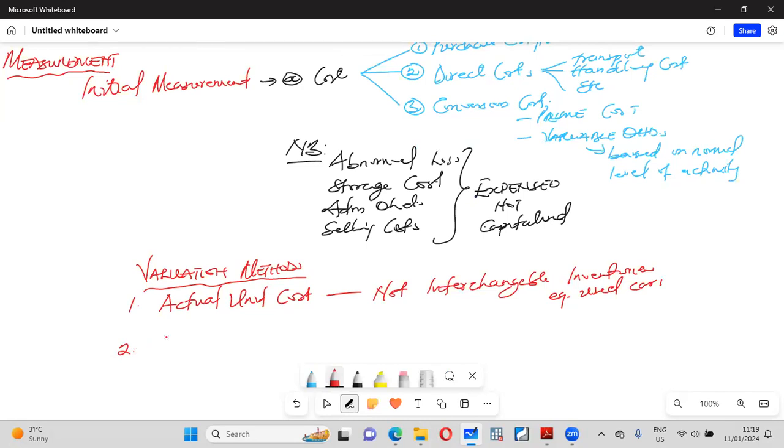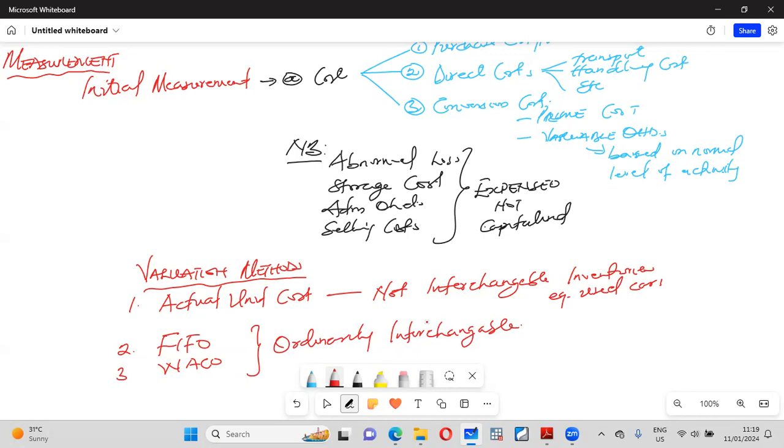Then we have FIFO and weighted average. Please, LIFO is not allowed in IAS 2. LIFO is not accepted. So you use these ones for inventories that are ordinarily interchangeable. All right. So that is that. Please be careful.